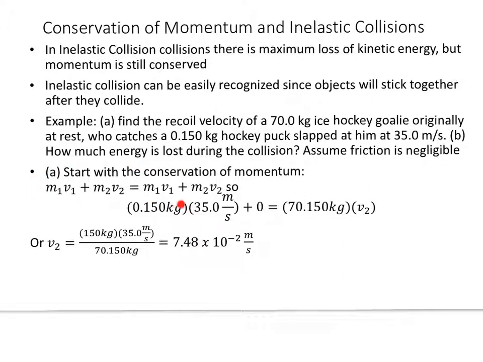Okay, so we start with conservation of momentum, and we're going to take the mass of the puck, which is 0.15 kilograms, times its velocity, and the goalie is originally at rest, so his momentum is 0. And then after the collision, the puck sticks in the goalie's glove, and so it's got a mass of 70.150 kilograms. That's just the sum of the two masses, times V2. So we solve for V2 here, and we come out with 7.48 times 10 to the negative 2 meters per second.